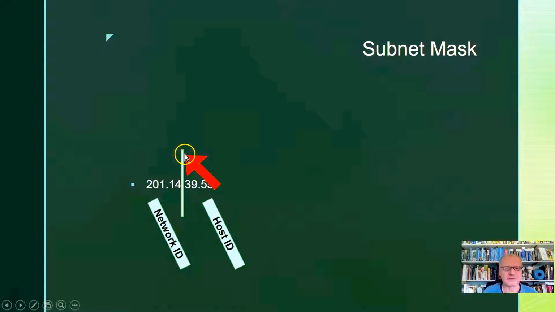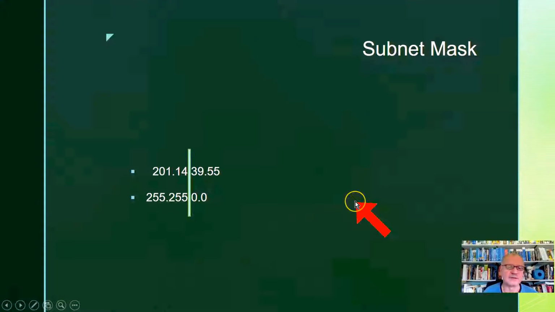Now, the funny thing about IP version 4 is we don't always have to put the separator in the middle. We can put the separator off to one side. So in this example, we have 201 being the network ID and 14.39.55 being the host ID. Or we could put it over here like this and call 201.14.39 the network ID and 55 the host ID. So what does that look like?